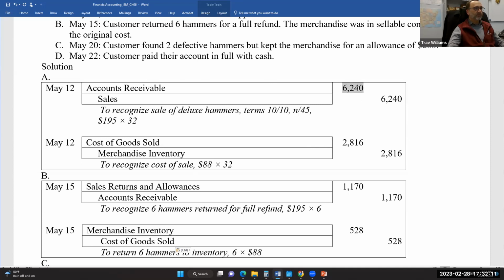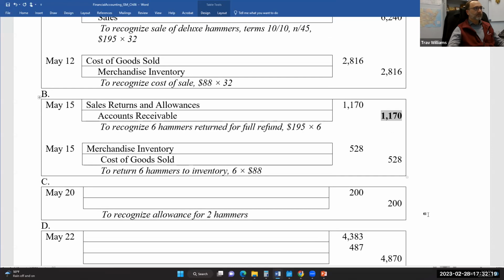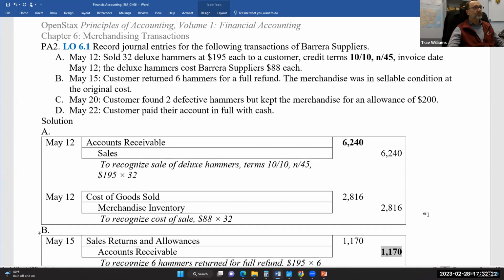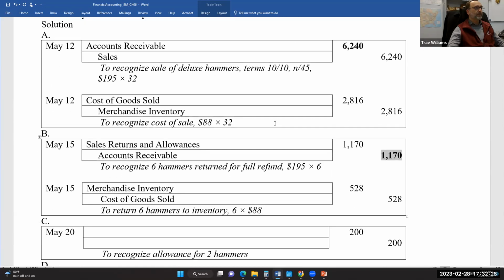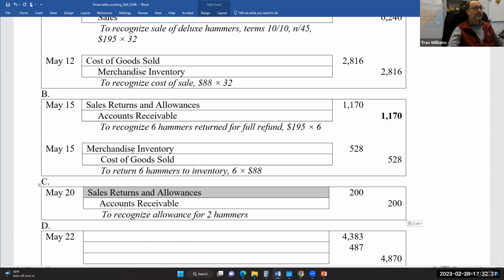Then the customer pays. Well, originally they owed $62.40. We reduced that accounts receivable by $11.70. Oh, what did I forget here? Oh, I'm sorry, we also gave them an allowance. I skipped part C. We gave them an allowance of $200, okay? So the allowance is gonna look exactly like the return, except that there was no inventory, right? In the return, we got inventory back, so we had to reverse the inventory. But with the allowance, we did not get inventory back, so the top part looks the same, and there is no second entry for inventory.